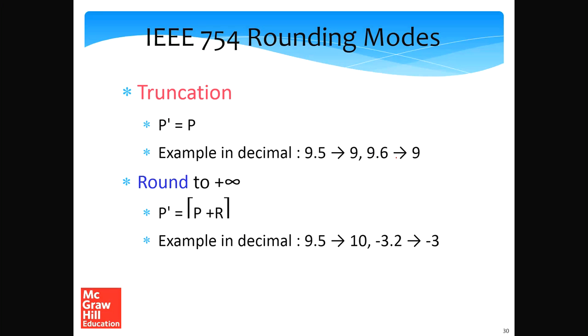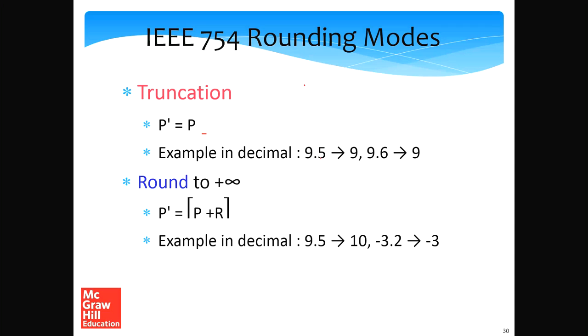So IEEE 754, which is the floating point standard that we have discussed in a fair amount of depth in chapter 2, has several rounding modes. So let us discuss what these rounding modes are. One rounding mode is called truncation. Truncation basically means that P dash is equal to P. So we just get rid of the residue.